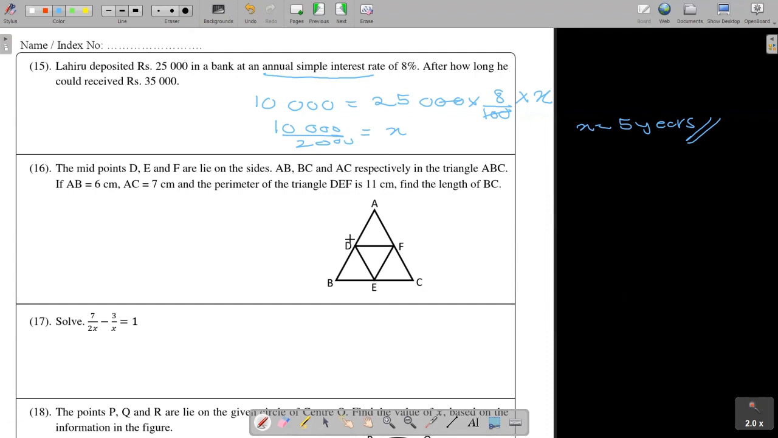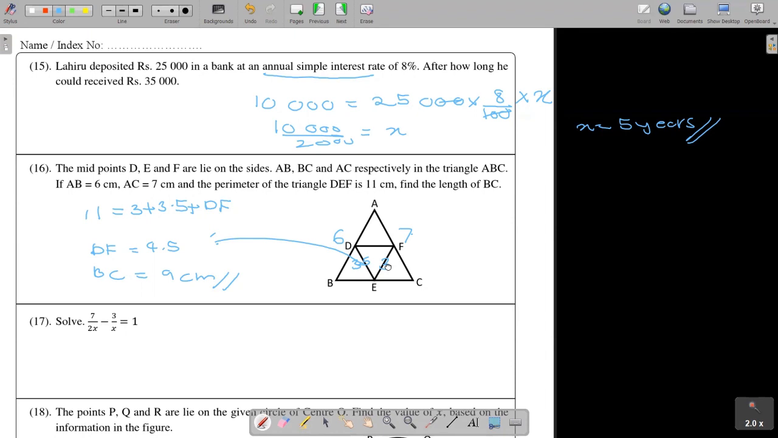So midpoint lies in their midpoint. AB is 6, AC is 7. Perimeter of DEF is what? 11. So what is 11 then? If this is 6, this is 3. If this is 7, this is 3.5. Then 3 plus 3.5 by the midpoint theorem, right? Plus DF is 11. So you can easily get DF, 4.5. Then BC is twice DF, 9 centimeters.